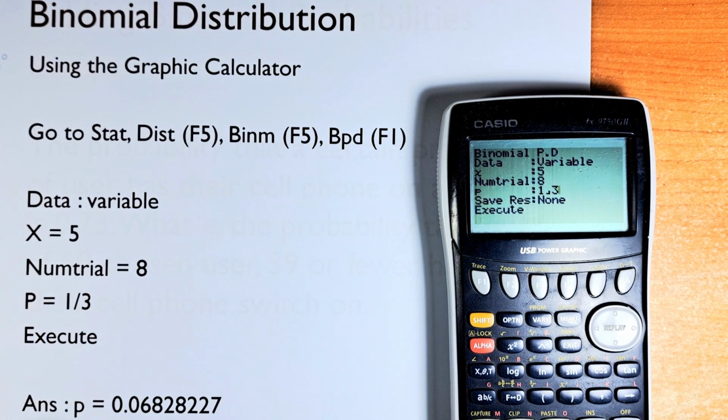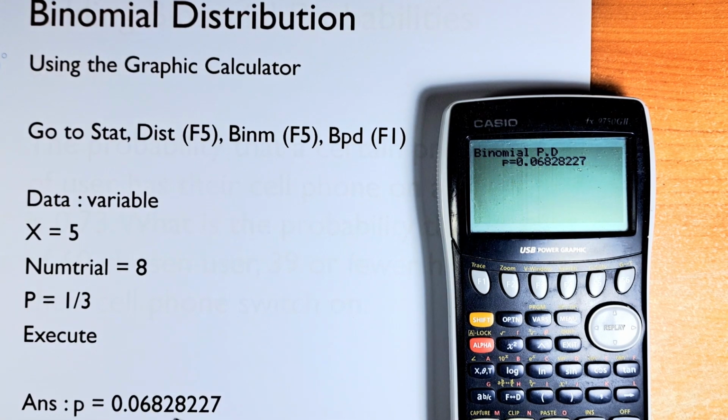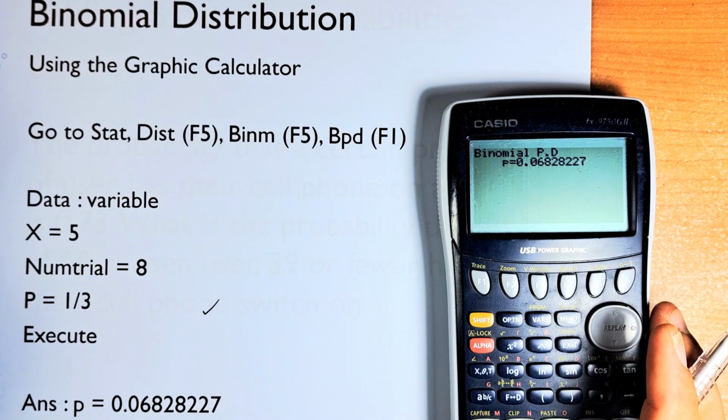Then the last step, you execute, and execute twice again, and the answer is 0.068282227. If you get it right, that will be how you calculate a BPD question, when they normally ask you 5 out of 8, 10 out of 20, or 2 million out of 10 million. That is called a BPD question.